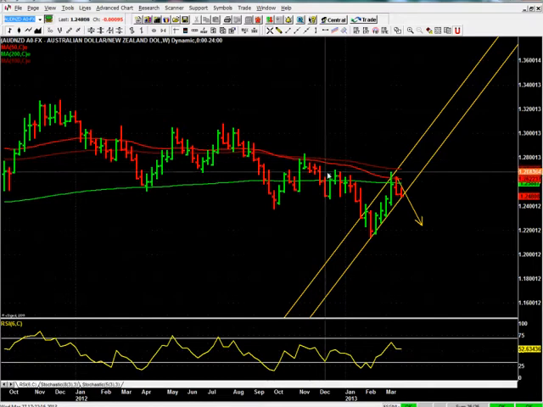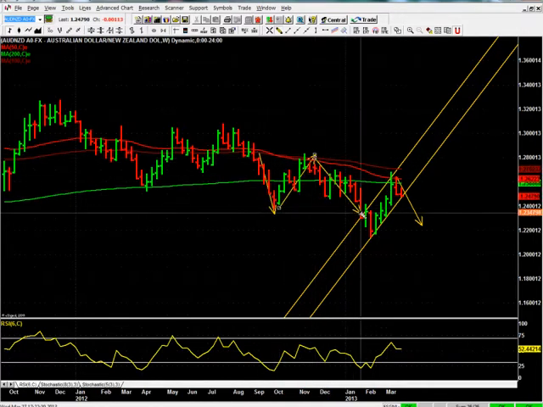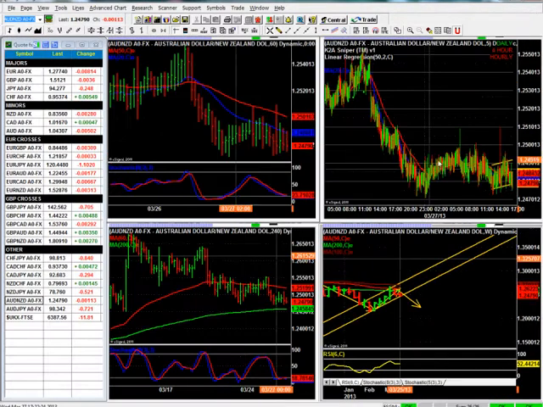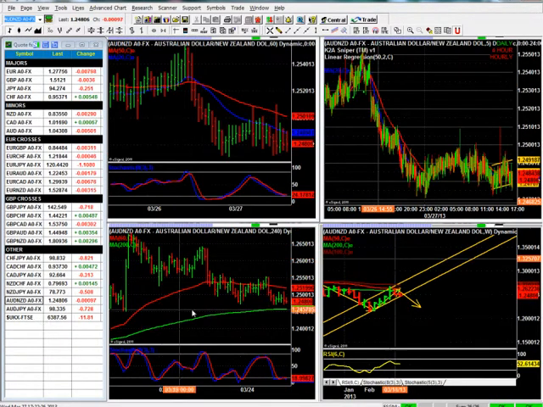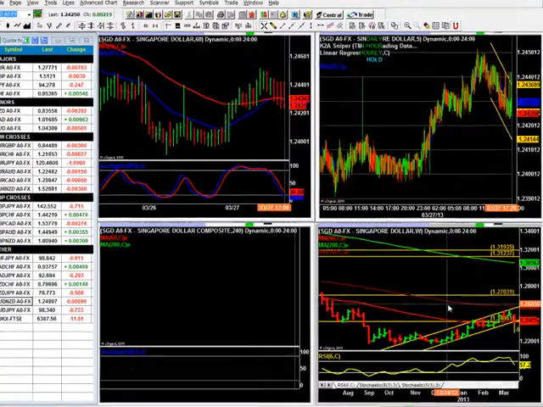Phase 1, phase 2, phase 1, phase 2. Yeah, can you see that? Phase 1, phase 2, phase 1, phase 2, and again phase 1 to the downside. Yeah, Singapore looks more bullish than that. SGD A0-FX.